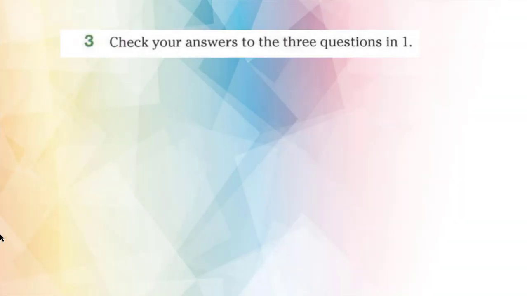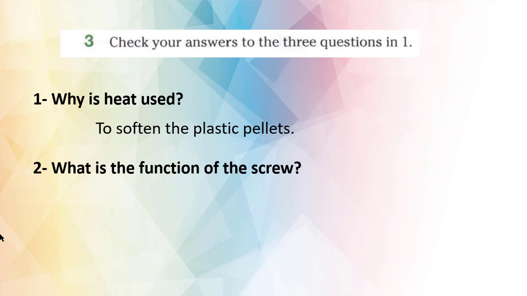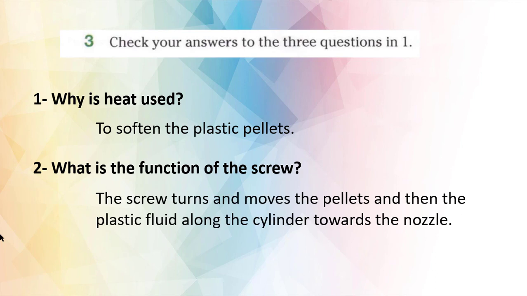Now let's check your answers to the 3 questions in exercise number 1. Let's begin with the first question. Why is heat used? Why do we use heat in this process? To soften the plastic pellets. Let's move to question number 2. What is the function of the screw? The screw turns and moves the pellets and then the plastic fluid along the cylinder towards the nozzle.